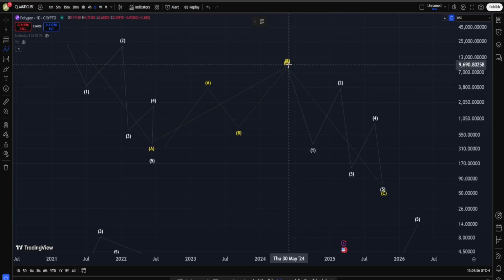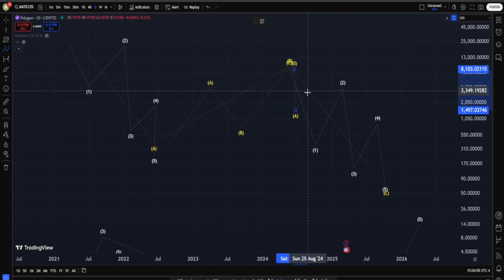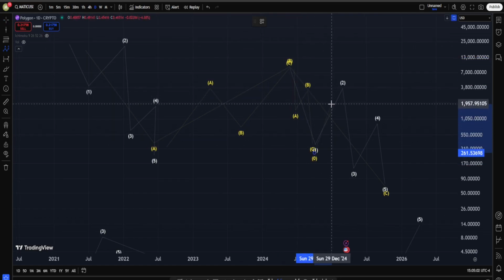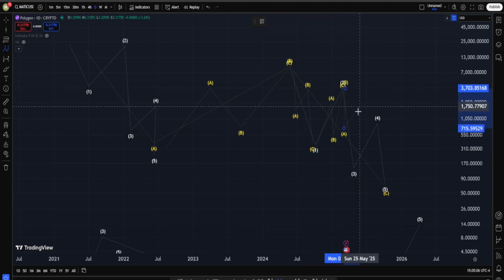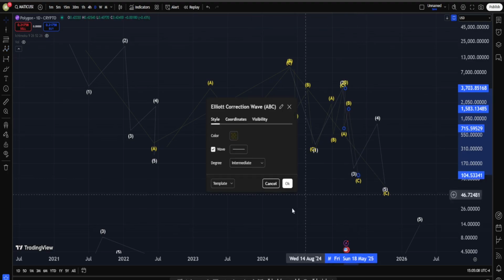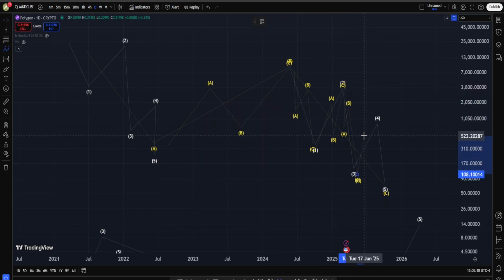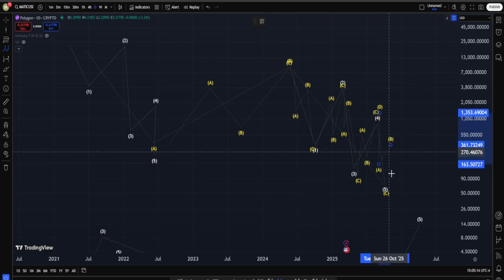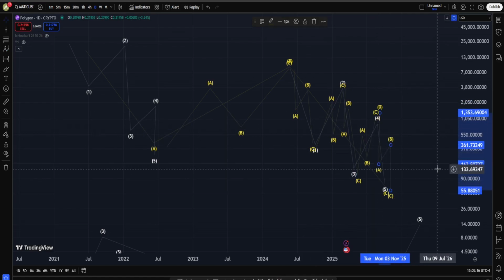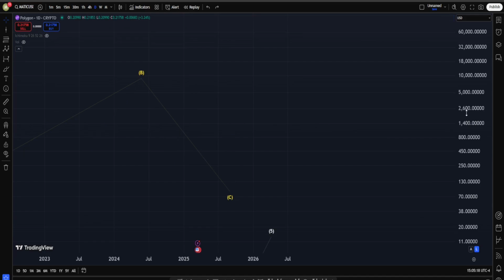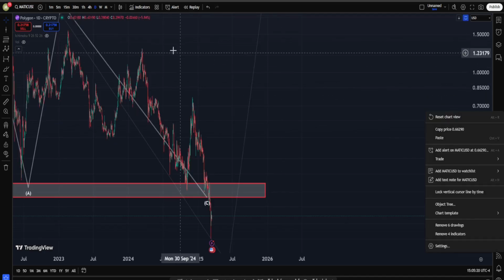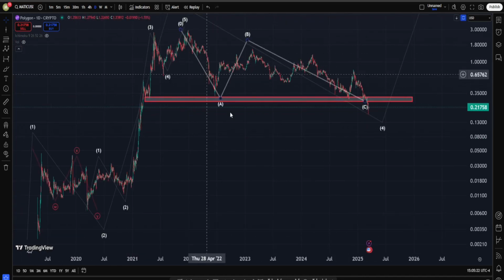For our sub waves, we must have in every move up or down an A, B, C structure, something like this. Let's just draw it. Okay, ABC into 4, and this is our last ABC on the downside into our wave 5. Understood? Okay, now let's go on the live chart and see where we are in terms of the sub waves for this ABC zigzag.